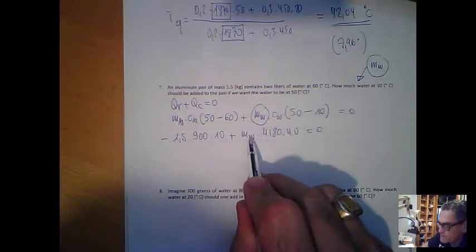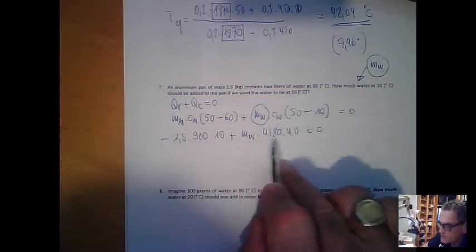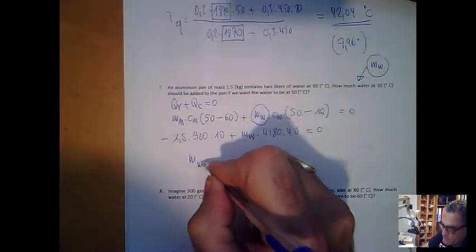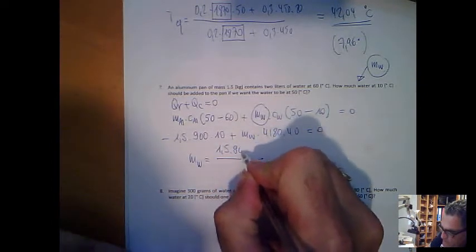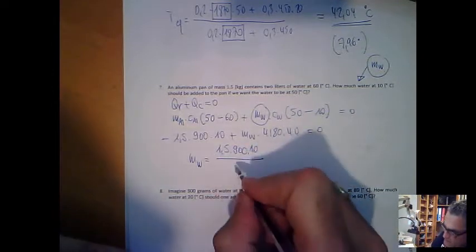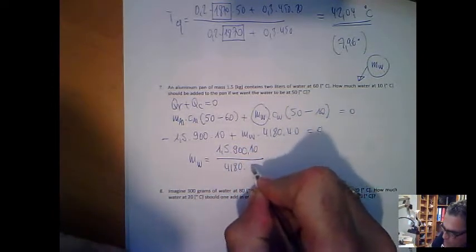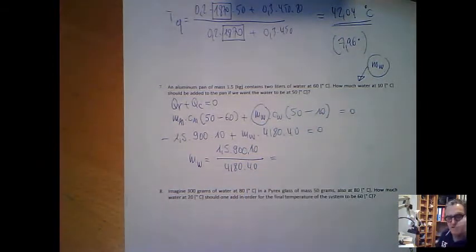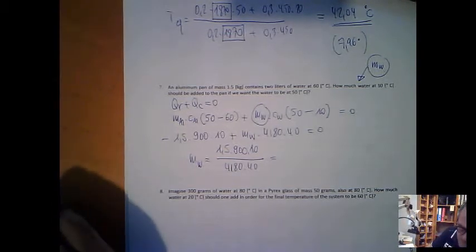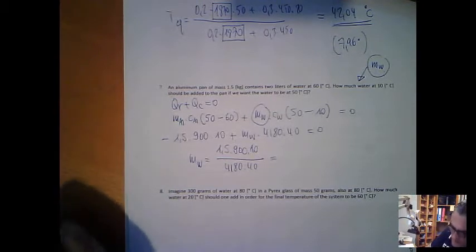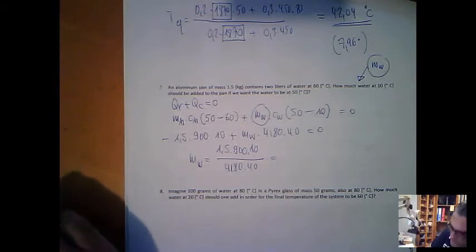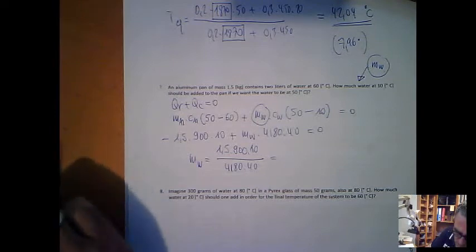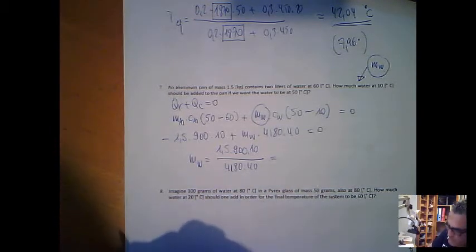And now, if you want to isolate this, you have to put that on the other side and then divide by the coefficient. So finally, the mass of the water will be equal to 1.5 times 900 times 10 divided by 4,180 times 40. Okay, is this what you found? So now how much does this give us? 1.5 times 9,000 divided by 4,180 divided by 40.